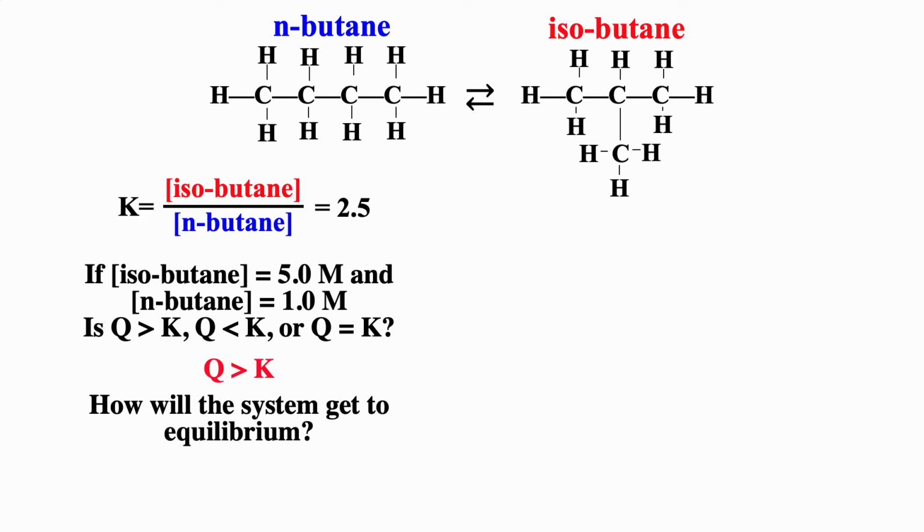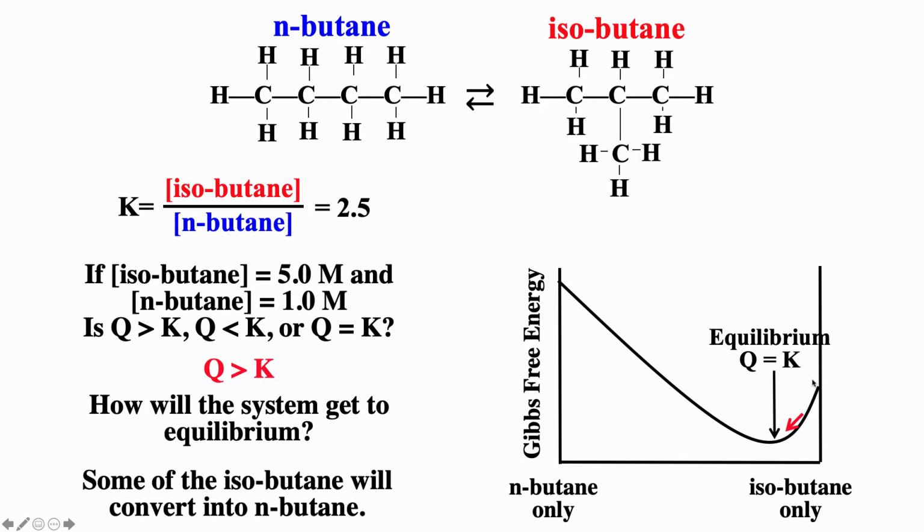Now, how will the system reach equilibrium? Well, if Q is greater than K, that means we're on this side. Remember, the x-axis is Q. And so if Q is greater than K, we're here. All the way here is just products. And so products will convert into reactants until we get to equilibrium. And so it would also say that the reverse reaction will be faster than the forward reaction.